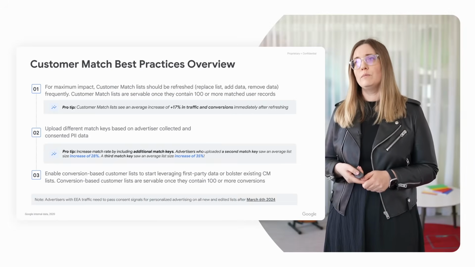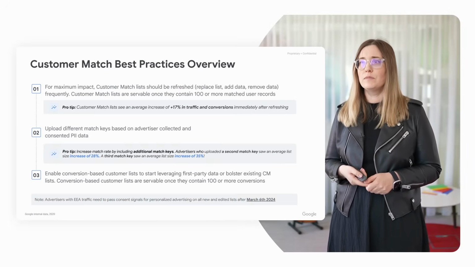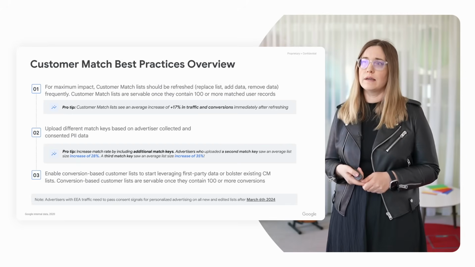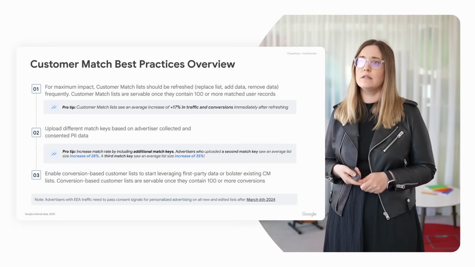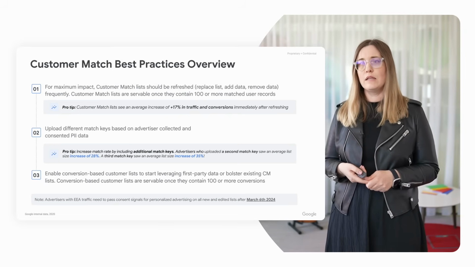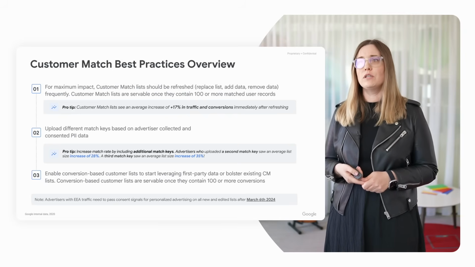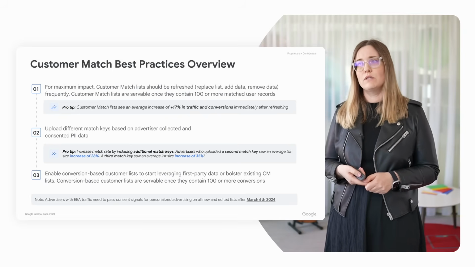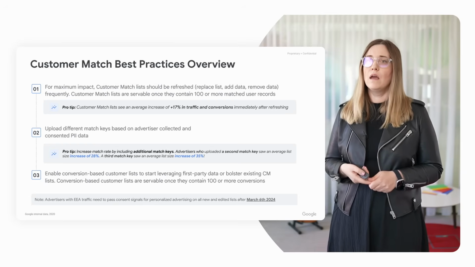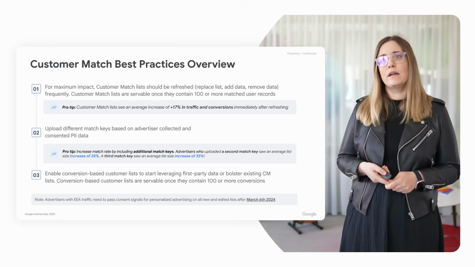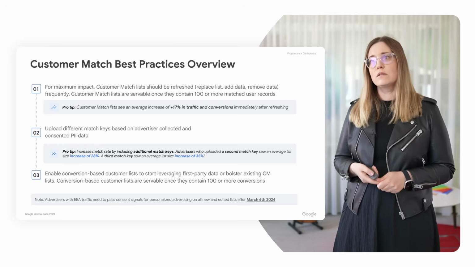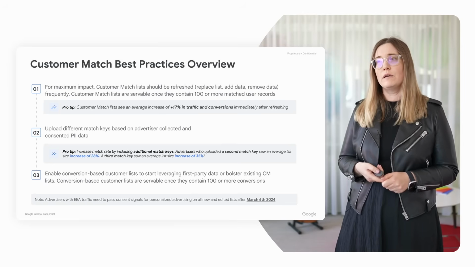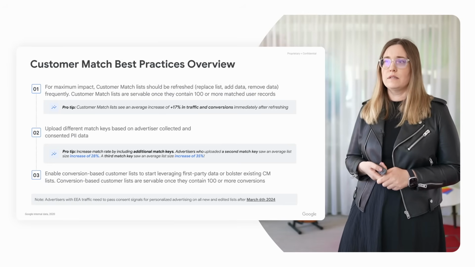Increase your match rate by including additional match keys. Advertisers who upload a second match key saw an average list size increase of 28%, and a third match key saw an average list size increase of 35%. And do not forget to enable conversion-based customer lists to start leveraging first-party data very quickly or bolster existing customer match lists.